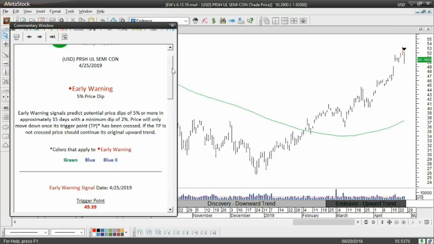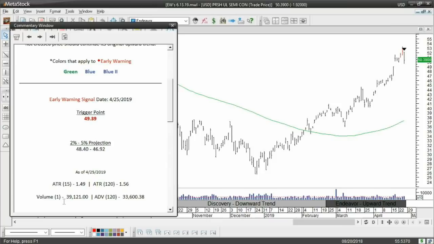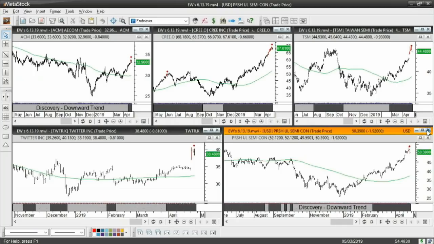So if we scroll down in the commentary, we always give you volume information. If this is today, remember in this example, today is 4/25 of 19. Today's volume was 39,000 shares. On a 120-day average movement, it's got 33,000. This is not a good stock to trade. We want to stay away from this guy. It doesn't have nearly enough volume to give us reliable trading. So I'm going to get rid of him. I'm going to close him out of this layout. And our 5 stocks now become 4 stocks.